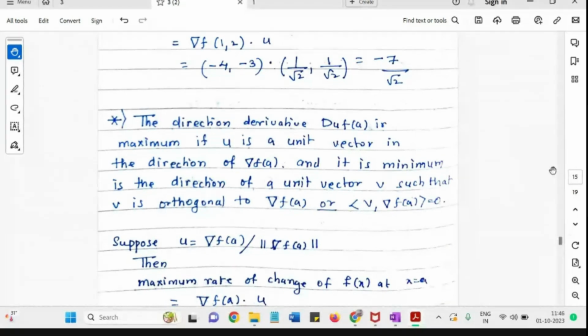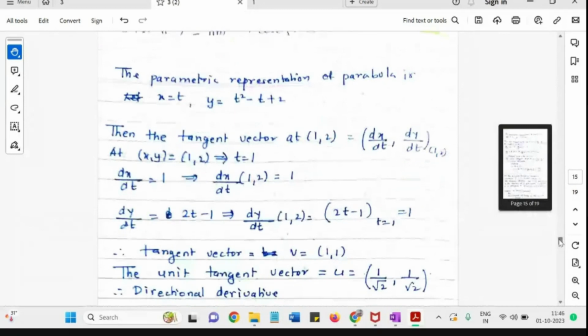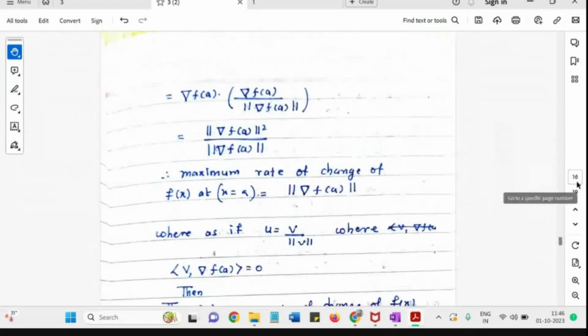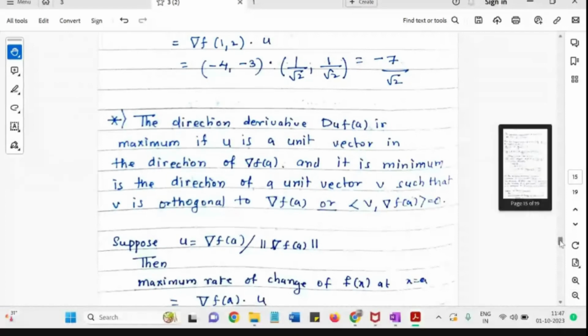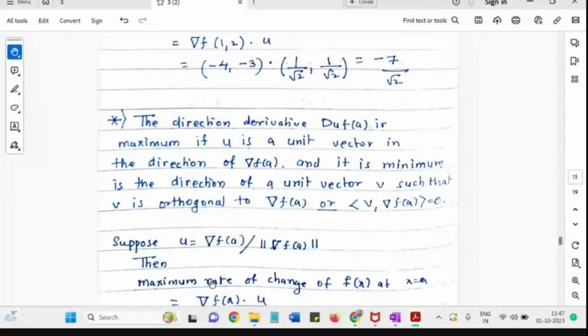Now, why is it so? Okay, so let us understand this. This may be useful ahead. So suppose, switching the page. Okay, so the maximum rate of change of f at x equal to A. Maybe I'll explain it over here. I'm not able to scroll down.